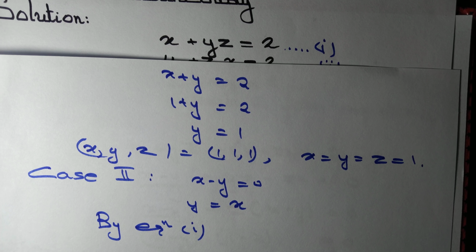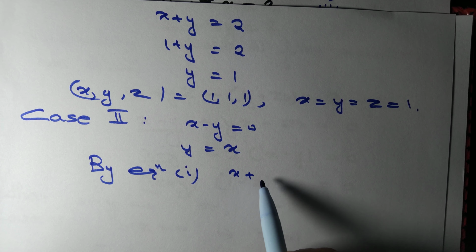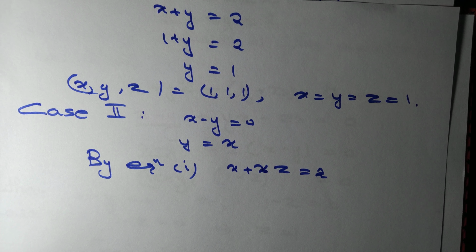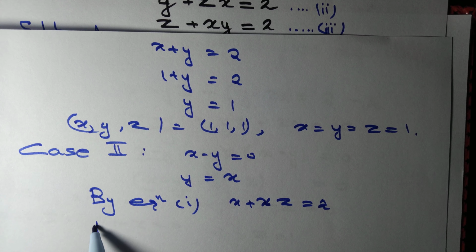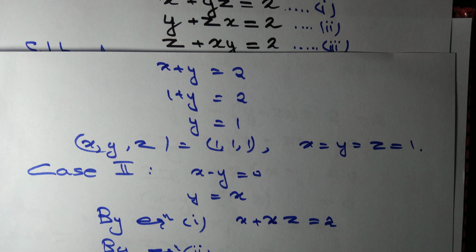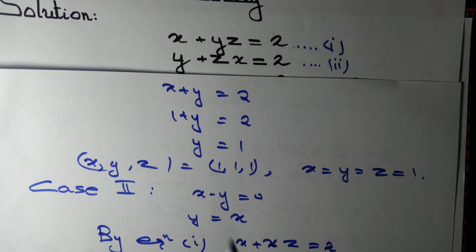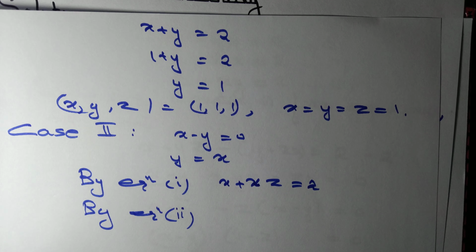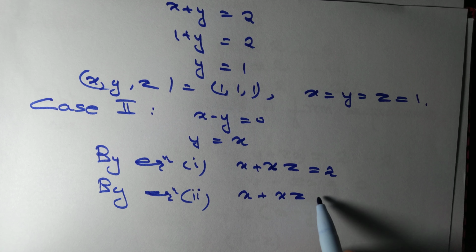By equation 1, x plus xz equal to 2. By equation 2, again we replace y by x, so we obtain x plus xz equal to 2. Oh, same thing, no change. x plus xz equal to 2.